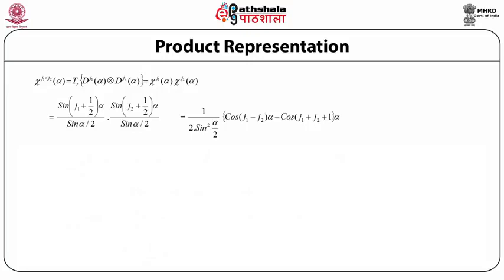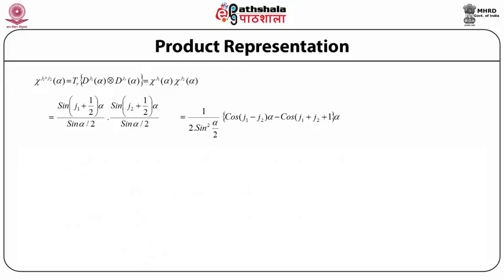Therefore, the character of the direct product representation, namely the character chi j1 cross j2 of alpha, is equal to sine of j1 plus half alpha divided by sine alpha by 2, multiplied by sine of j2 plus half alpha divided by sine alpha by 2, where each is the character of the corresponding irreducible representations whose direct product is taken.